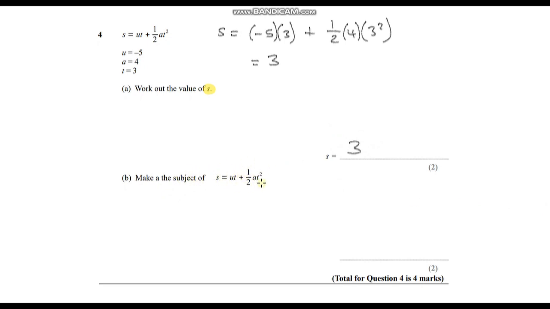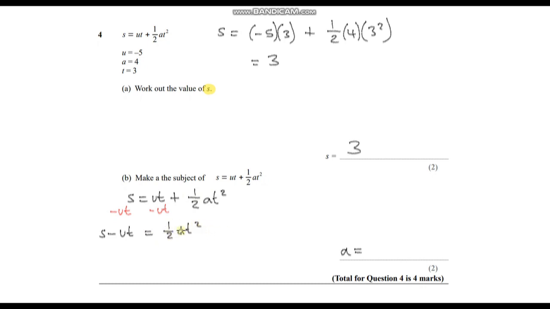Whenever it says make A the subject, we have to get A on its own. So our final answer has to be A equals. First thing I'm going to do is write out the formula again. So we've got S equals UT plus a half AT squared. Now I'm going to get rid of this UT first of all. To get rid of the UT, I'm just going to take away UT from both sides. So when I do that, I'm left with S minus UT equals, now I've just got this, a half AT squared.